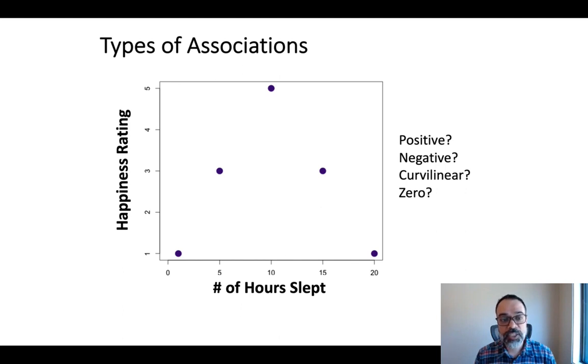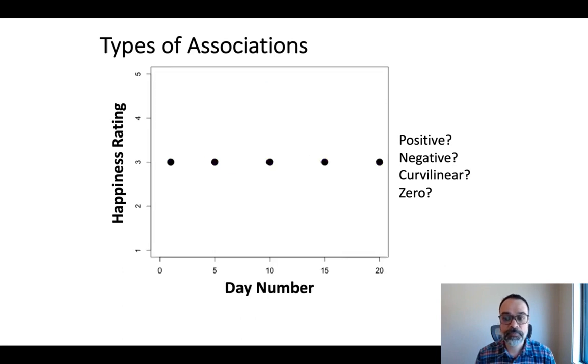Sometimes the relationship between two variables is what's called curvilinear. That means that it doesn't just go in one direction. So here we might be measuring among different people, how many hours did you sleep last night? And then the next morning we ask them how happy they are. And we might see a curvilinear relationship where somebody who got no sleep is really unhappy. Somebody who slept 20 hours is really unhappy. But people who got sort of a middle amount, 8 to 10 hours, they're pretty happy. So this is called a curvilinear relationship.